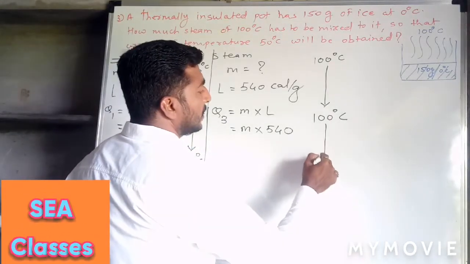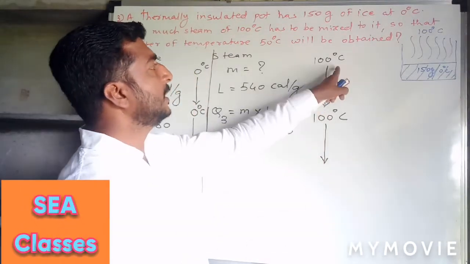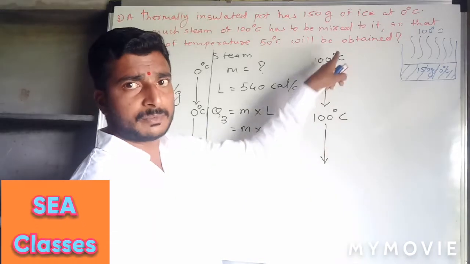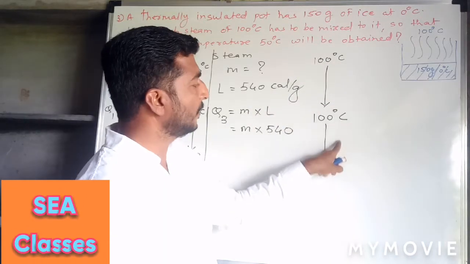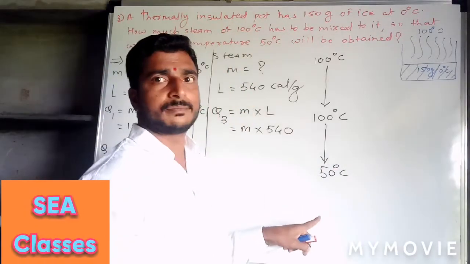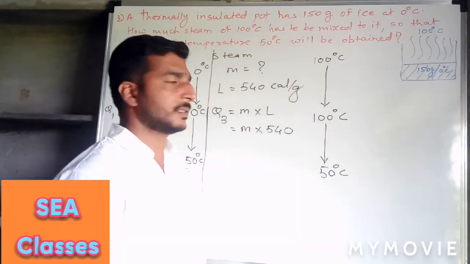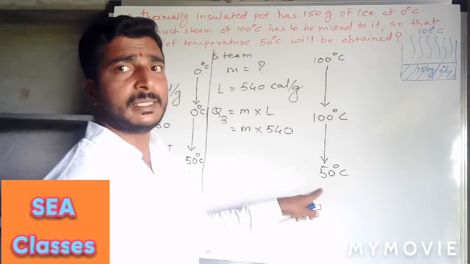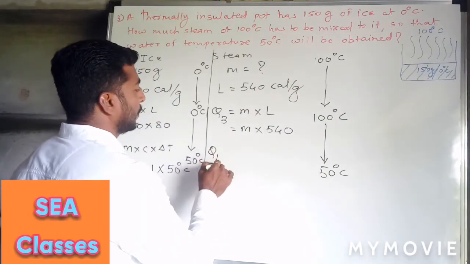Now further, this steam, when it gets converted into water, that means after condensation it will form water, and that water will reduce its temperature up to 50 degrees Celsius, because we need water of 50 degrees Celsius, as given in the question. So it will change the temperature here. So we need to find out Q4.